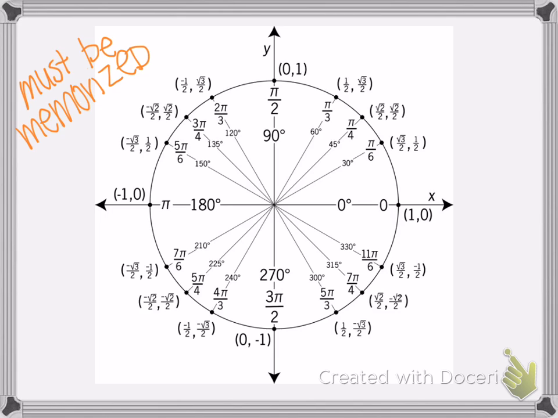This must be memorized. Everything must be memorized. The degrees, the radians, and the points for everything, because we will be using this throughout this whole chapter and for the rest of trig.